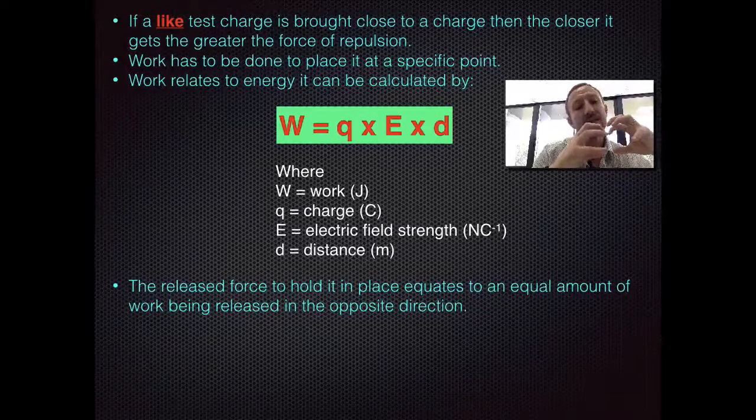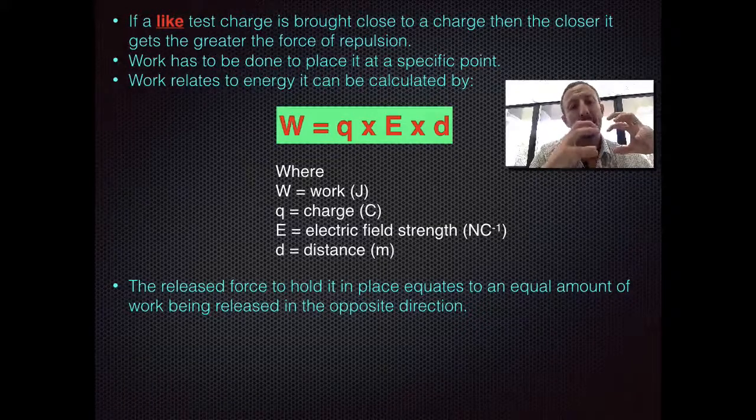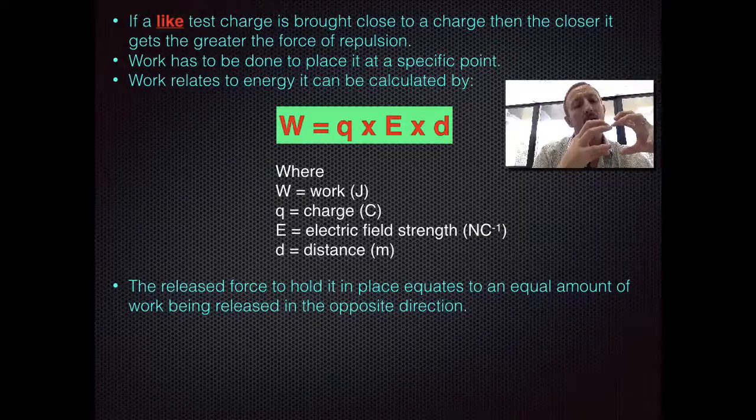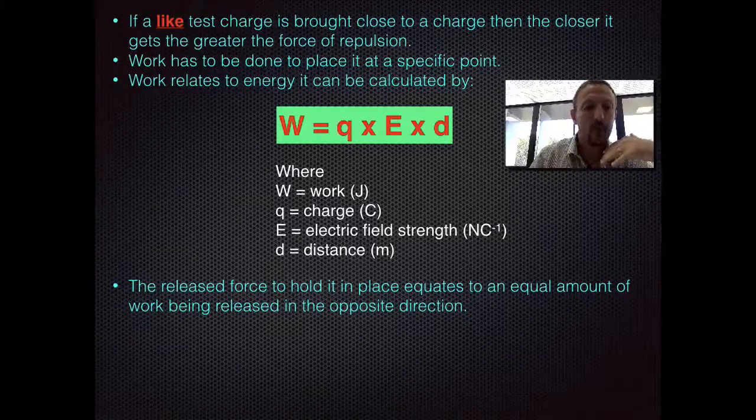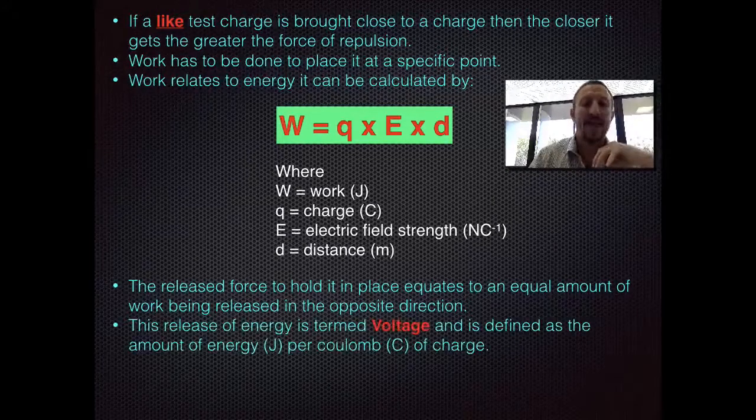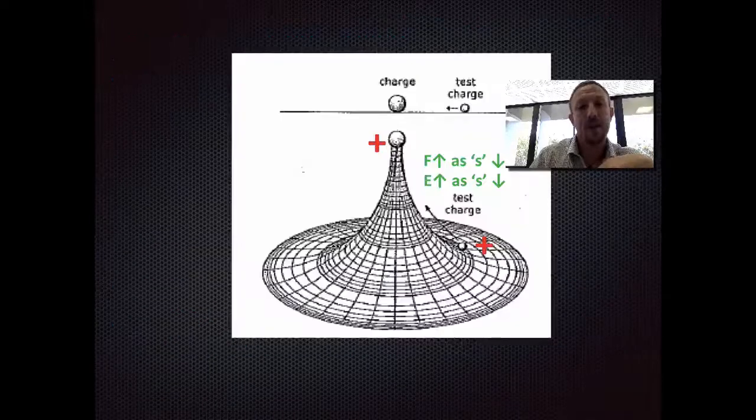So if I was then to release the force holding it in place, the result is, from the law of conservation of energy, that work should come back out. I should actually release that work. And basically, we can get that work acting in an opposite direction. Now, the release of this energy is termed voltage and can be defined as the amount of energy per coulomb of charge. Now, we can illustrate this using this diagram here.